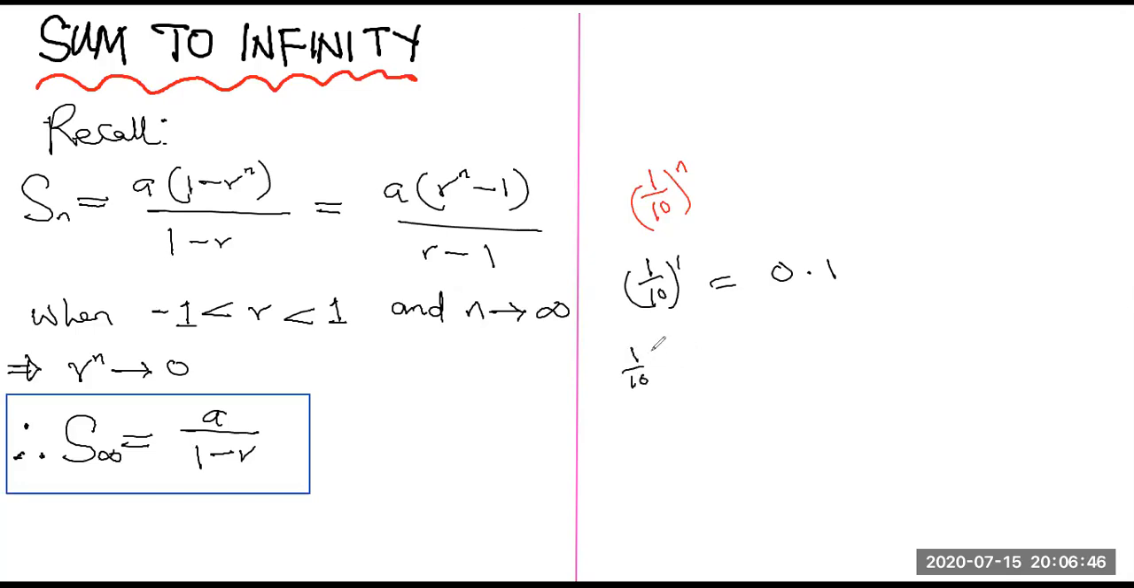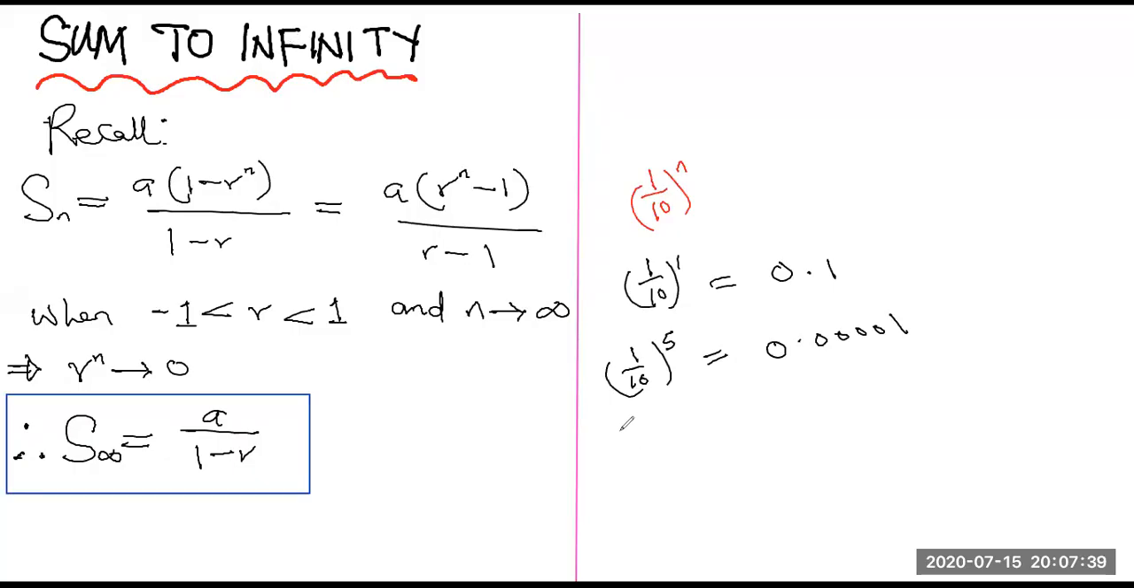If n is equal to, let's say, 5, you're going to have 1 over 10 raised to power 5. This is what you're going to have. And of course, when you simplify, you're going to have 0.00001. You see, it's already tending towards 0, almost becoming negligible.